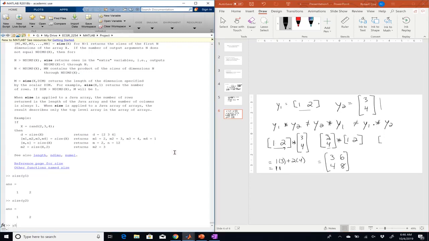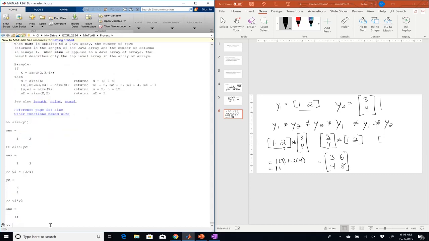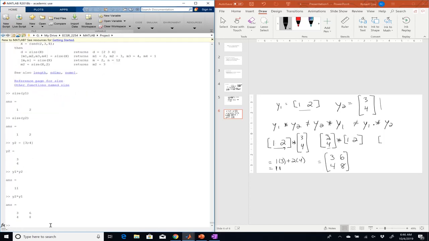So let's say that I had that. Let's say my y2 was equal to 3, 4, like that, except that they were in a column. To make it in a column, right, I put that semicolon there. Now he's in a column. So if I do y1 times y2, I get the number 11, like I said I would. If I do y2 times y1, I get that matrix 3, 6, 4, 8. Okay? So I got to be really careful about the way that I try to make these things happen.